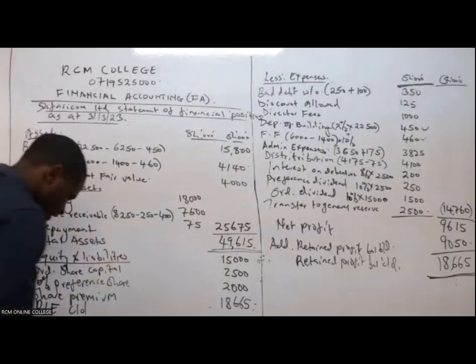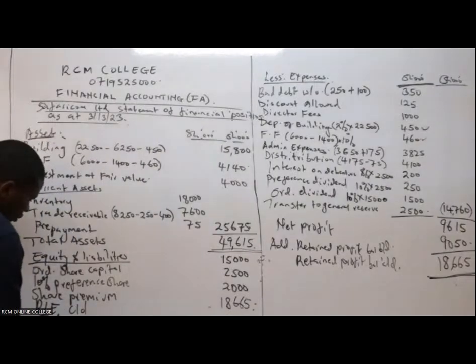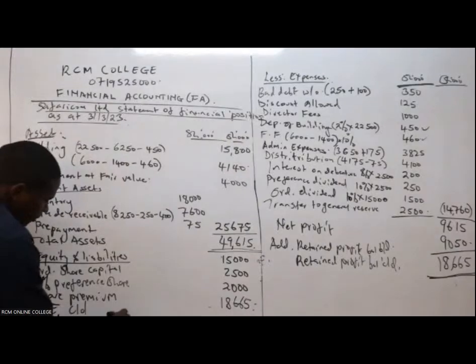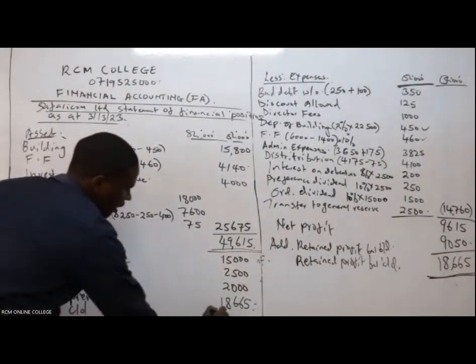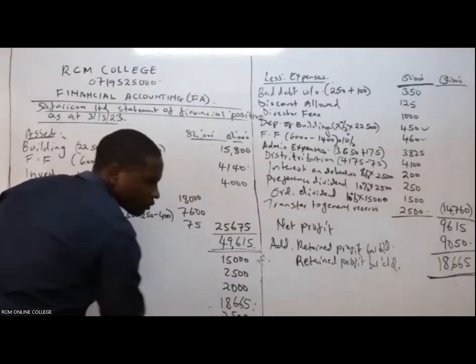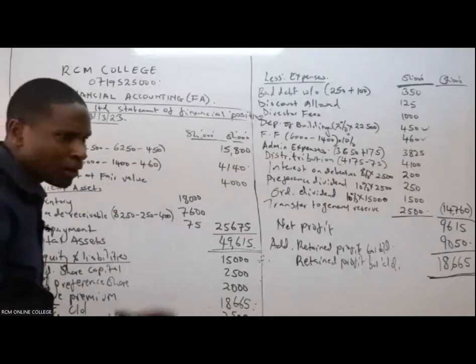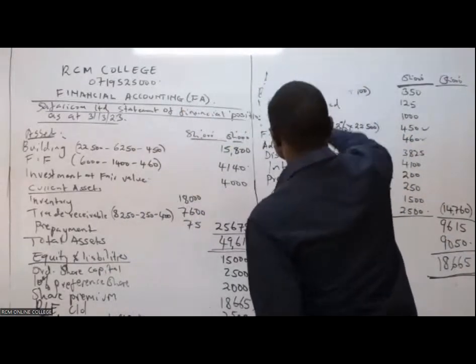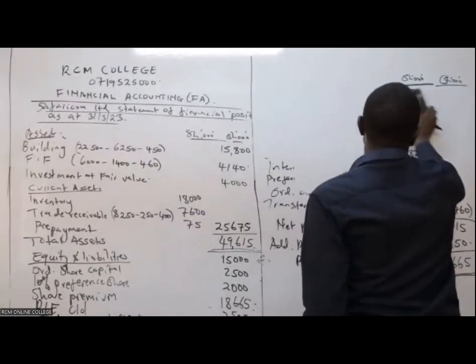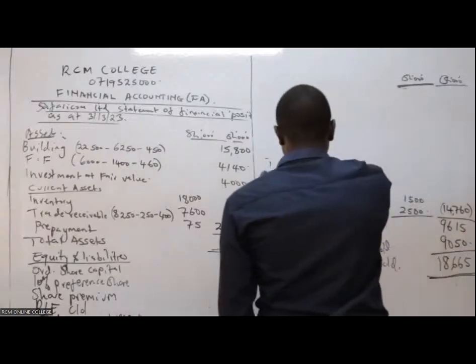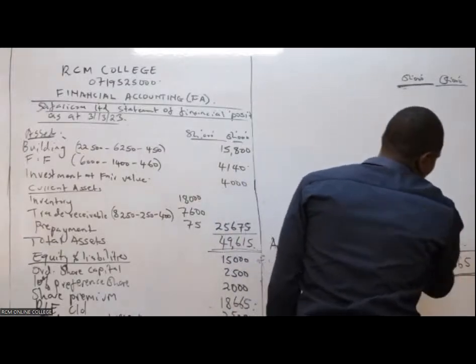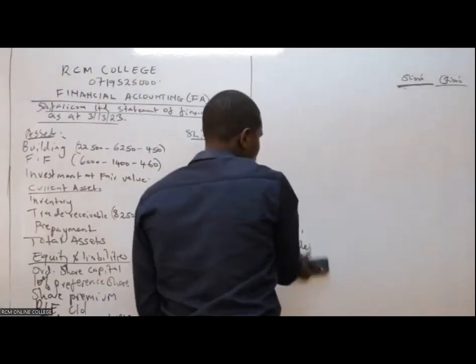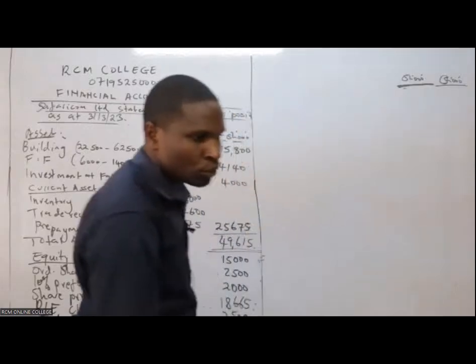Then we have transfer to general reserve. General reserve, how much was it? 2,500. Thank you. We are almost done. We will finish this now. That was the objective of today, to finish up with this.